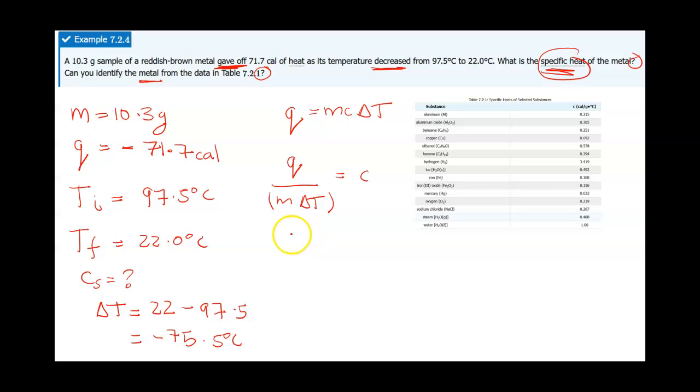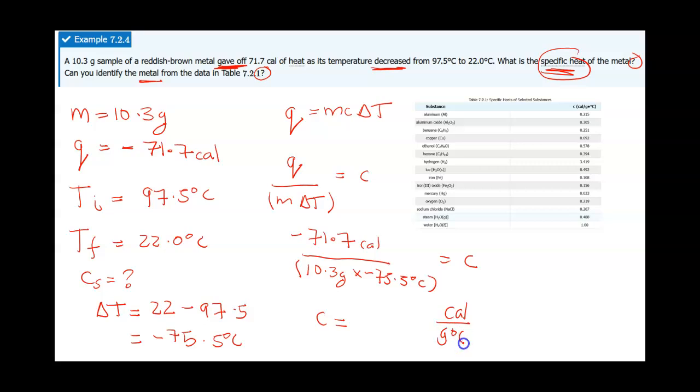So now Q was minus 71.7 calories divided by 10.3 grams times negative 75.5 degrees Celsius, and that equals C. So therefore C equals, if we think about the units here, it's going to be calories over grams over degrees Celsius, which is exactly what we want because that's what we see in the table there.